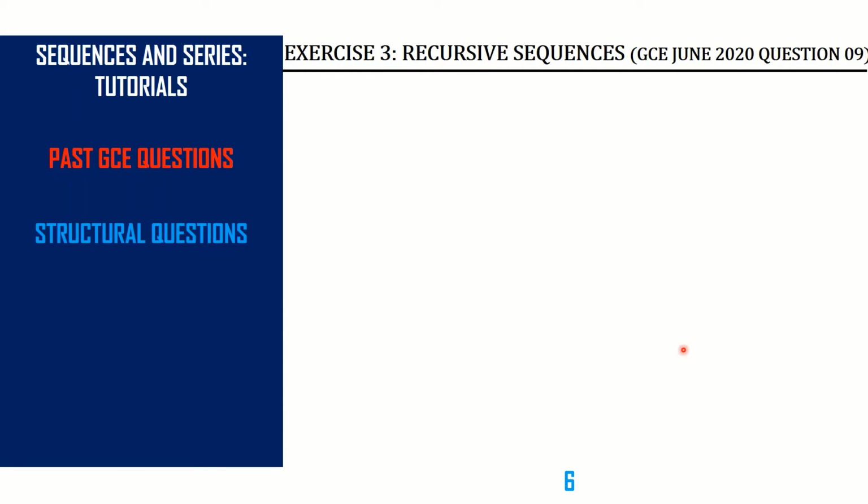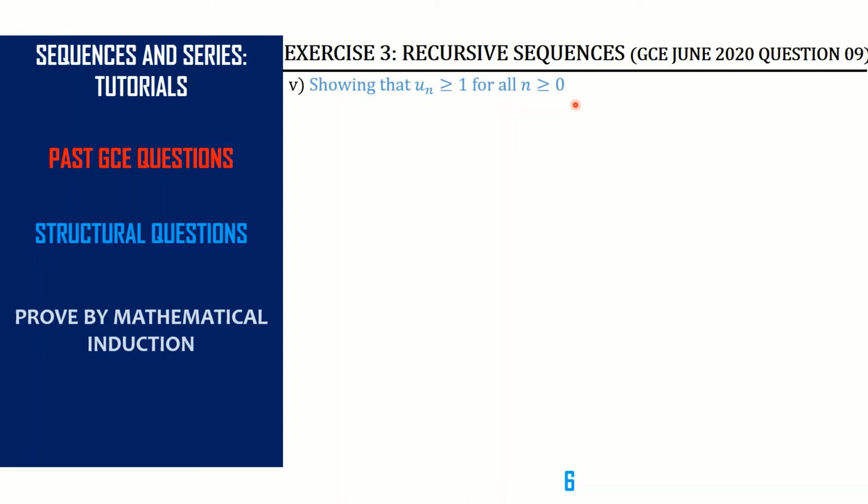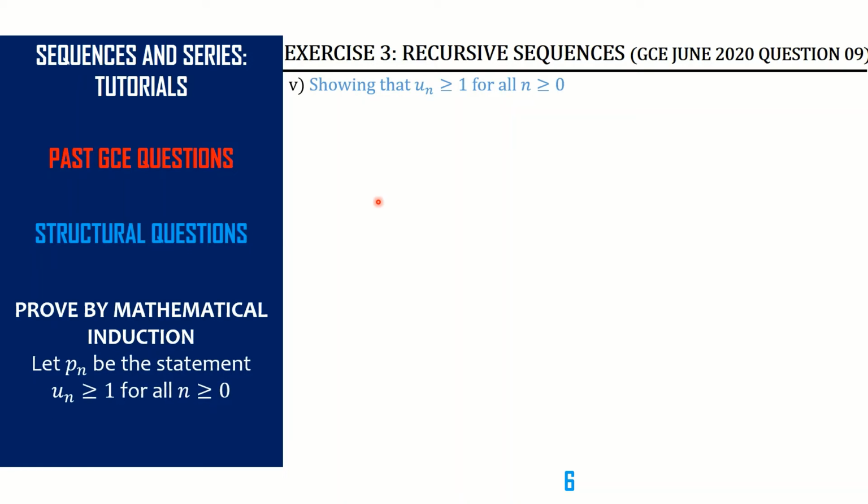Okay, so we are going to proceed with the next question, which is Roman 5. It's asking us to show that u of n is greater than or equal to 1 for all values of n greater than or equal to 0. So we are going to prove this by mathematical induction, where we let P of n be the statement u of n is greater than or equal to 1 for all values of n greater than or equal to 0, and then we prove using the various steps.